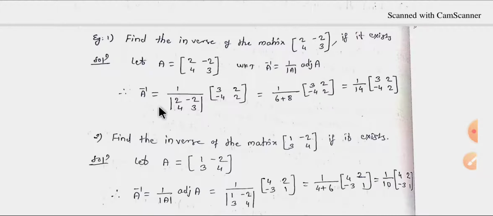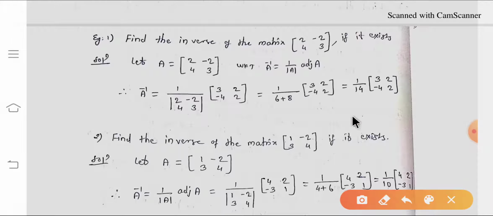So A inverse equals 1 by determinant of [2, -2; 4, 3] into adjoint of A. How to find the adjoint of A? For order 2 cross 2, we interchange the principal diagonal elements and change the sign of the other diagonal elements. We have studied this in adjoint of a matrix. So interchange 2 and 3, and the other elements change sign: minus 2 becomes plus 2, and 4 becomes minus 4.